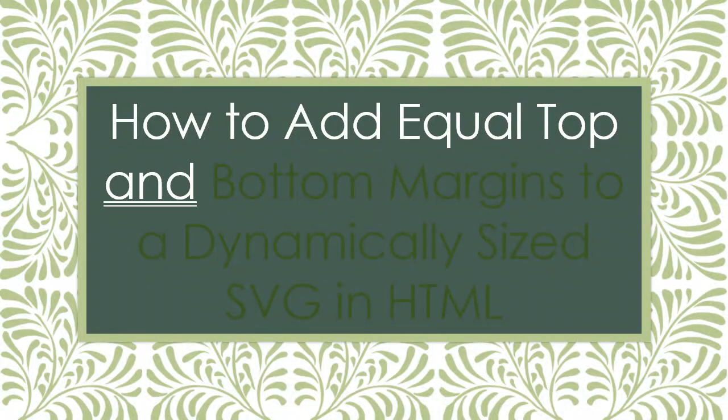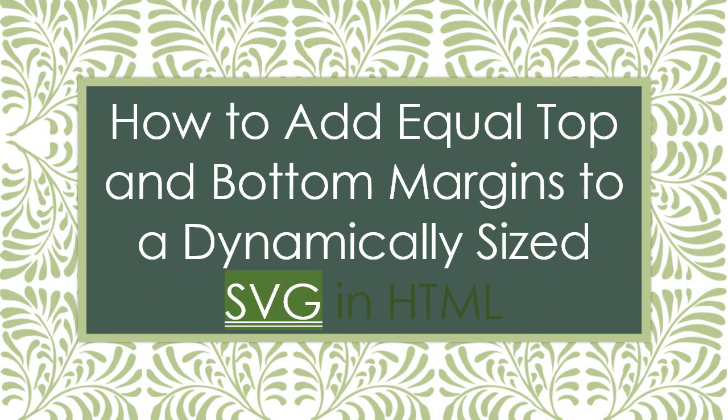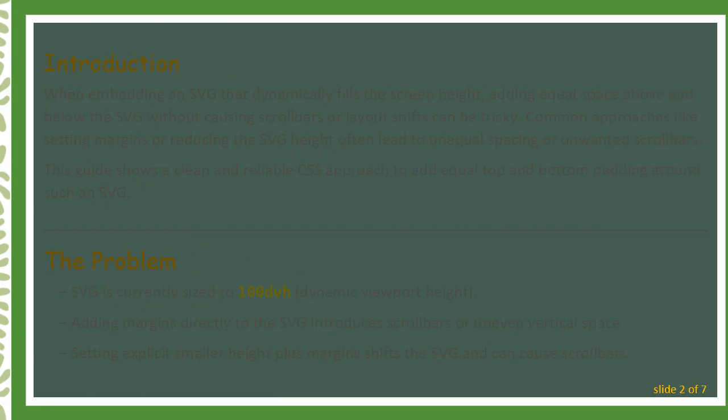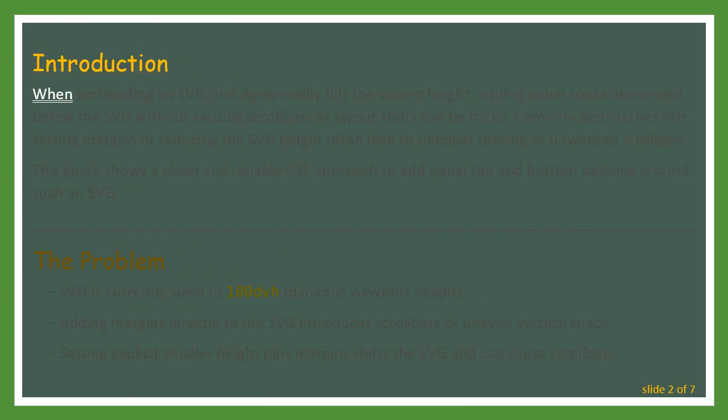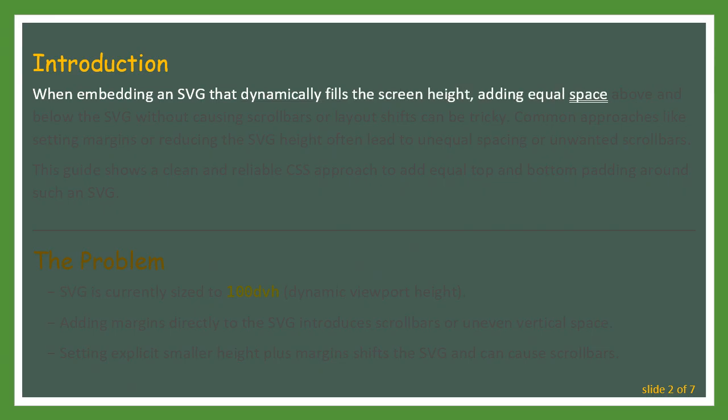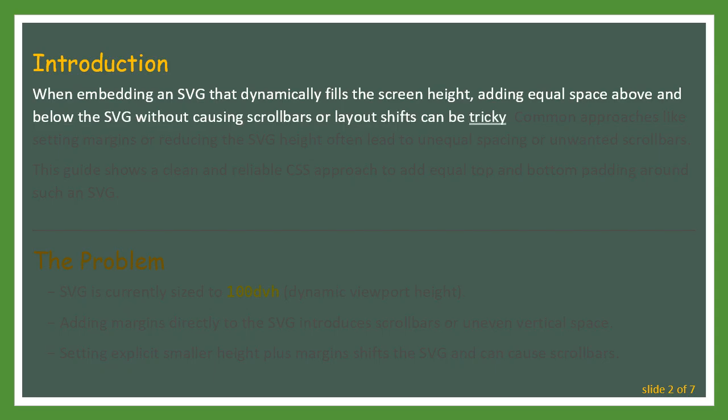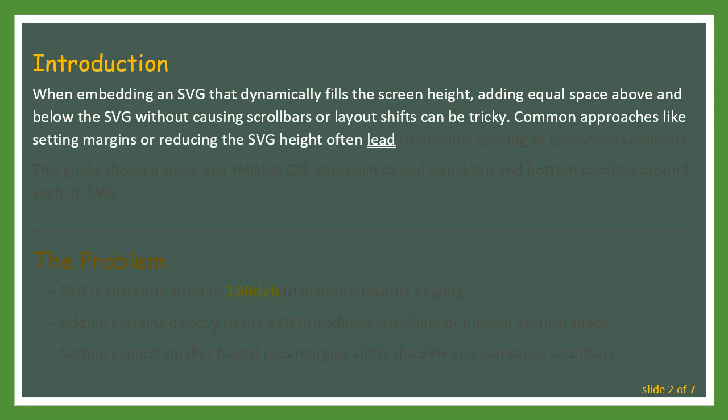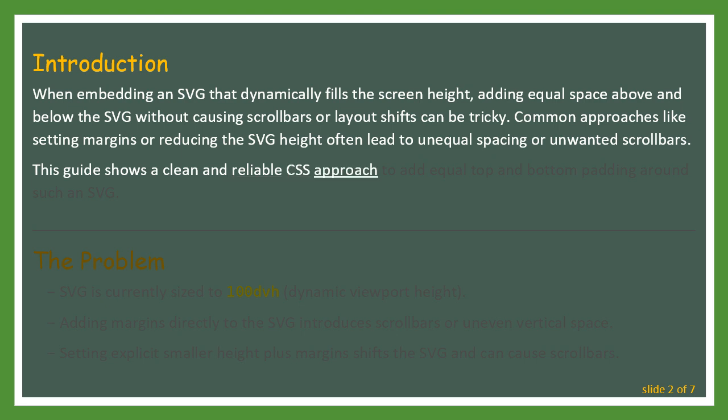How to add equal top and bottom margins to a dynamically sized SVG in HTML. Introduction. When embedding an SVG that dynamically fills the screen height, adding equal space above and below the SVG without causing scroll bars or layout shifts can be tricky. Common approaches like setting margins or reducing the SVG height often lead to unequal spacing or unwanted scroll bars. This guide shows a clean and reliable CSS approach to add equal top and bottom padding around such an SVG.